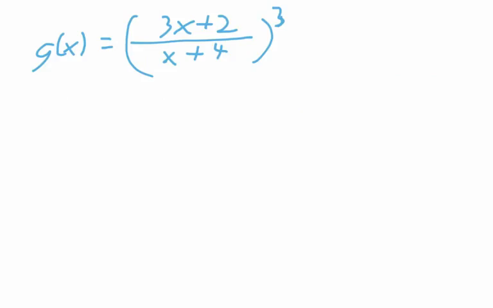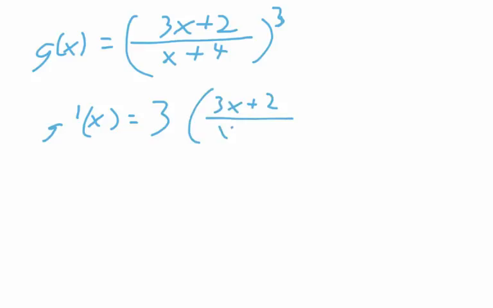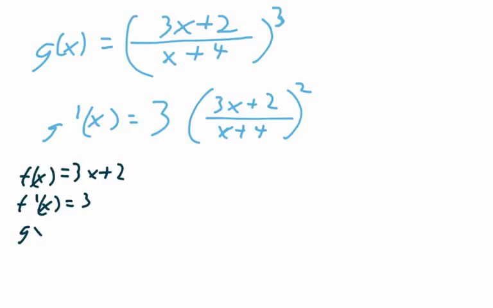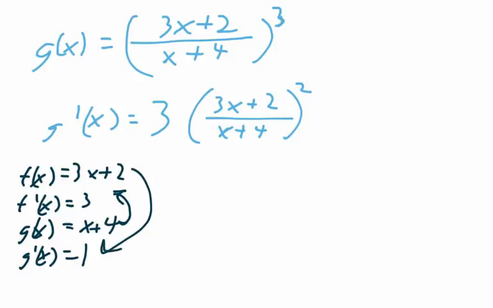Alright, we're going to take another derivative in this one. So we bring down the 3, (3x plus 2 over x plus 4) squared. And then we have to do the product rule, or I'm sorry, the quotient rule to get the next part. So when I do the quotient rule, the top is 3x plus 2, so the derivative is 3. The bottom is x plus 4, which means the derivative is 1. I multiply these two first, and then subtract off these two.